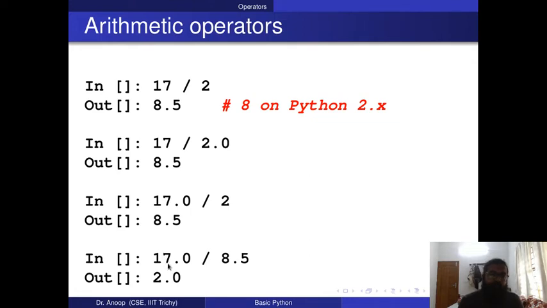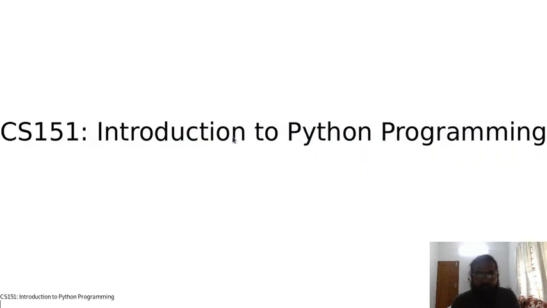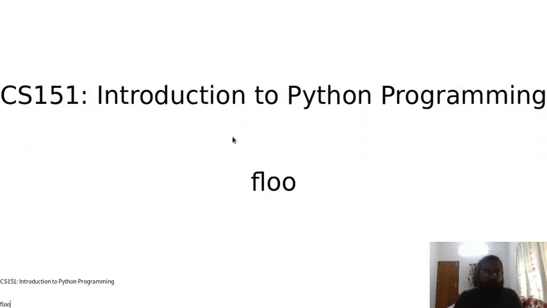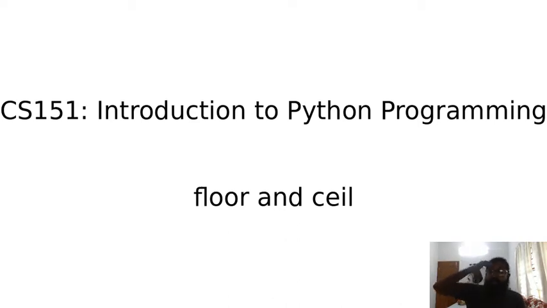Then you have different operations. Then you have double slash, which is a floor operation. Which means that the floor of 8.5 will be 8, the ceil of 8.5 will be 9. I have used the words floor and ceil, flooring on the bottom and the ceiling on the top.